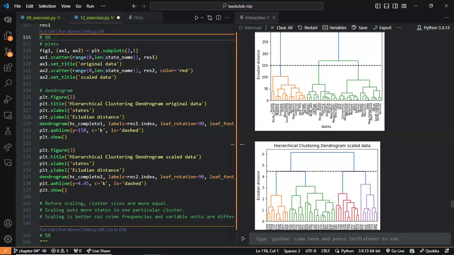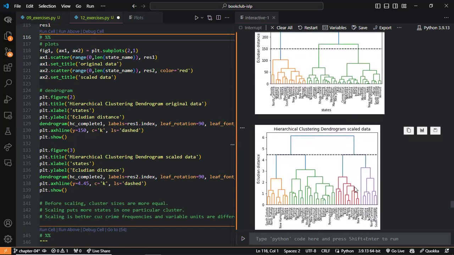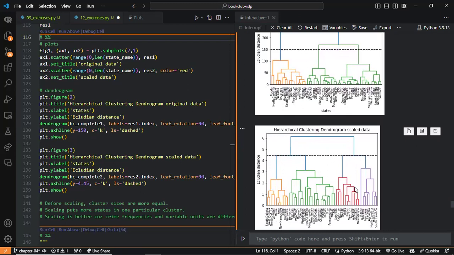Okay. In the scaled data, you cannot get those three clusters. It gives four clusters or two, one or the other. You cannot cluster by three there.